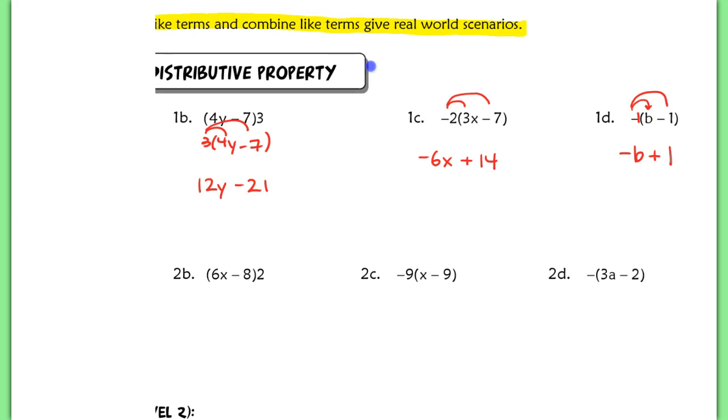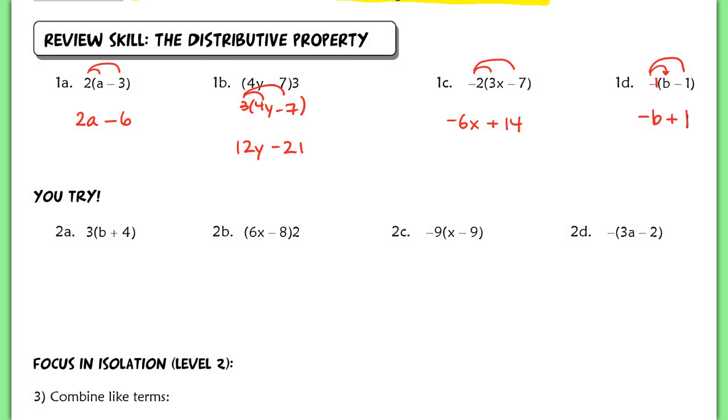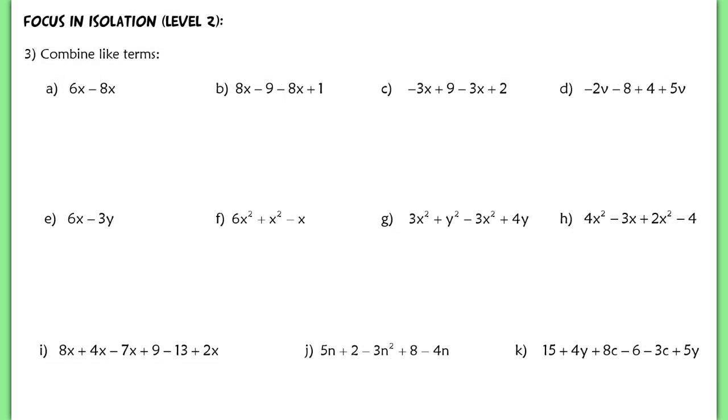Okay, I'd like you to pause now, and you're going to try the next few examples here, 2a through 2d, on your own.